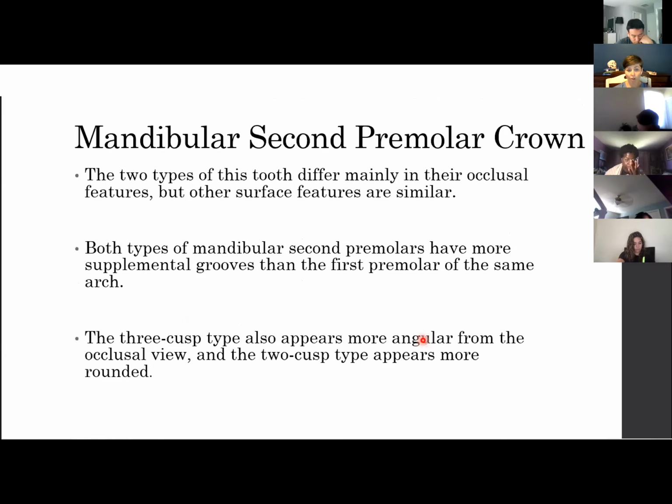All right, so the two types of this tooth differ mainly on the occlusal features, but other surface features are similar. Both types of the mandibular second premolar have more supplemental grooves than the first premolar of the same arch. And the three cusp type also appears more angular from the occlusal view. And the two cusp type appears more rounded.